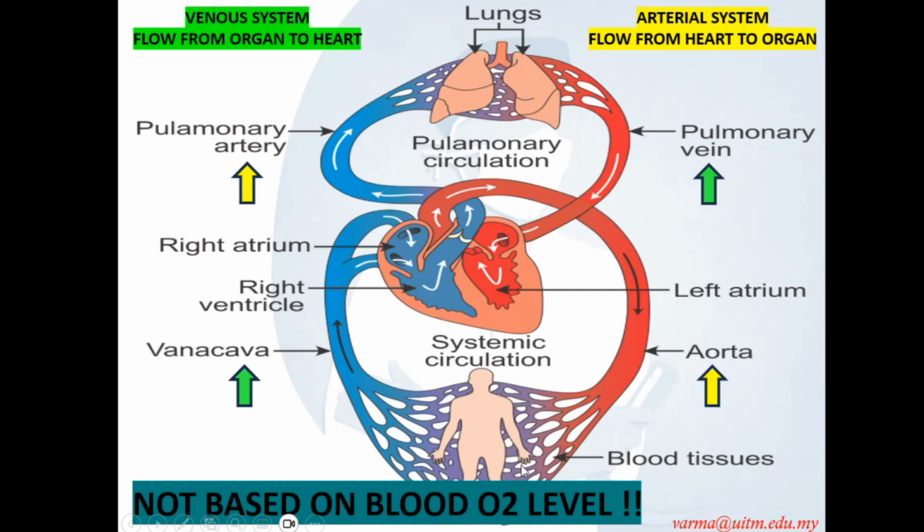the systemic circulation. So whether it's arterial or venous, it's all about the blood either going out of the heart or going towards the heart. So this is the concept you have to understand before we go into today's topic, talking about shunt and everything.